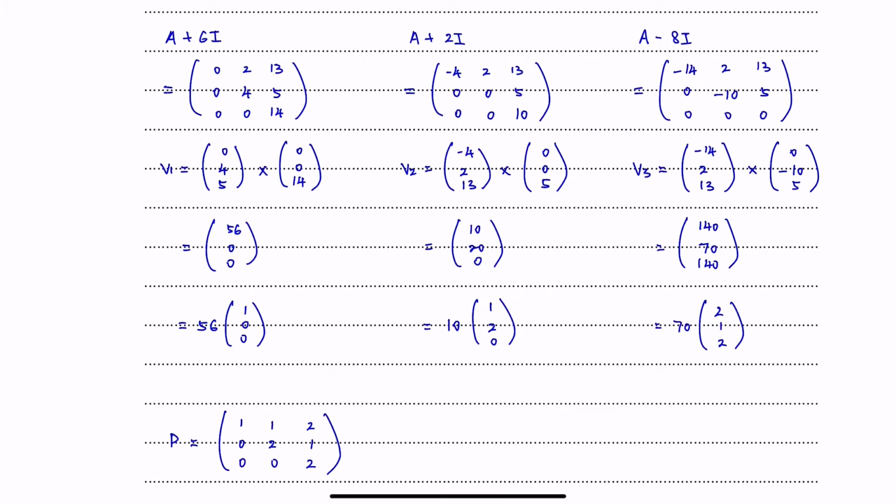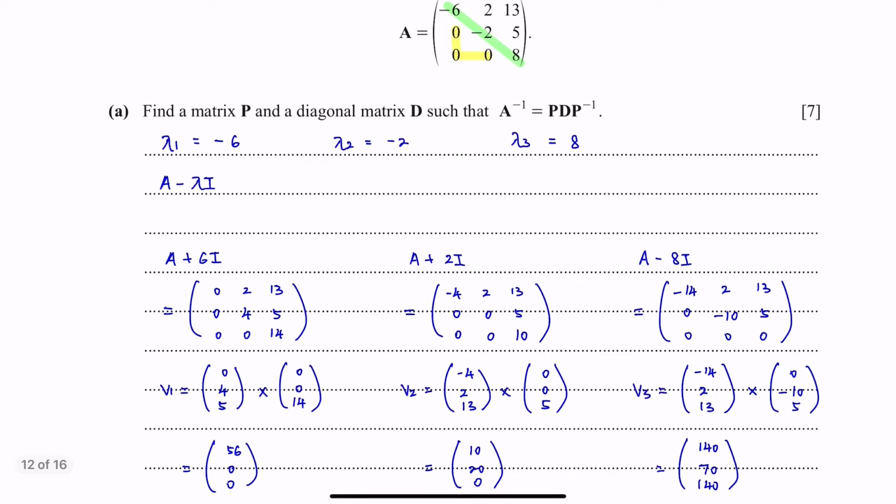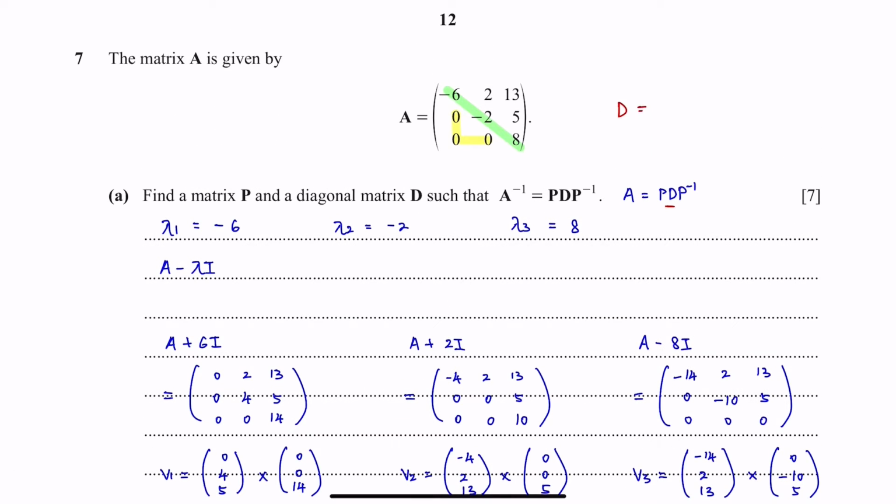Okay, so we just found P. And now we need to find D. Normally, when we have A equals PDP inverse, this D would just be the first eigenvalue, second eigenvalue, and third eigenvalue placed in this format. Alright, but this question is a bit special.